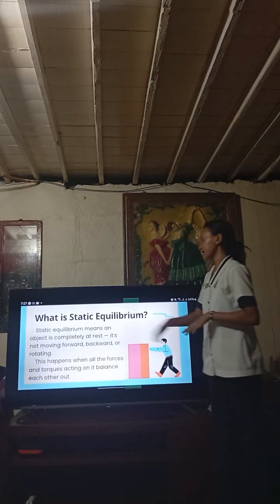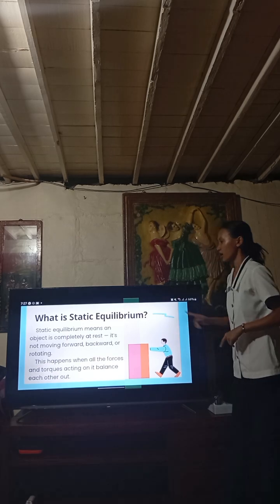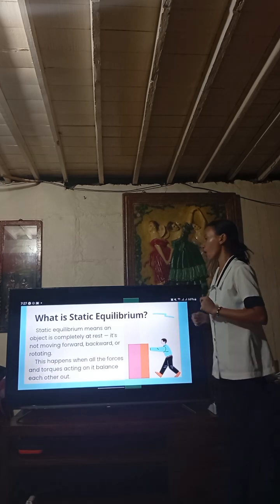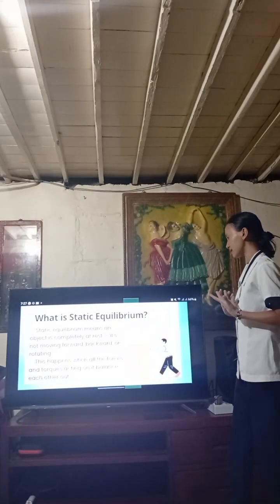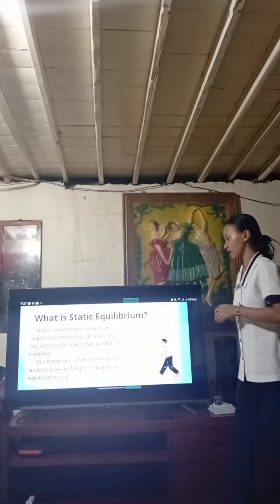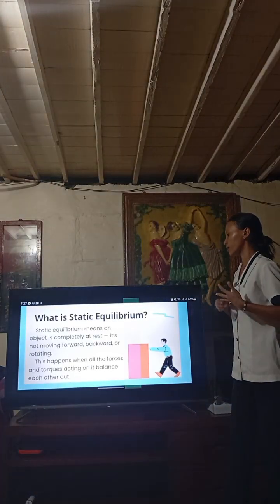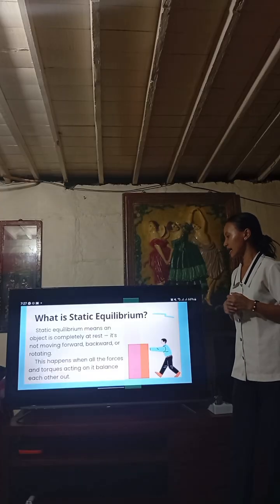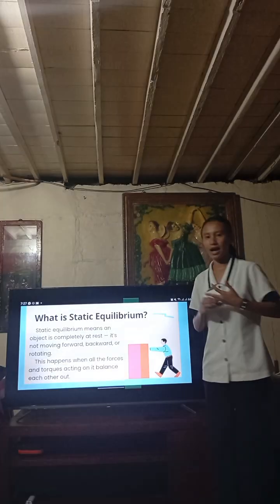So what is static equilibrium? Static equilibrium means an object is completely at rest. It's not moving forward, backward, or rotating. This happens when all the forces and torques acting on it balance each other out.